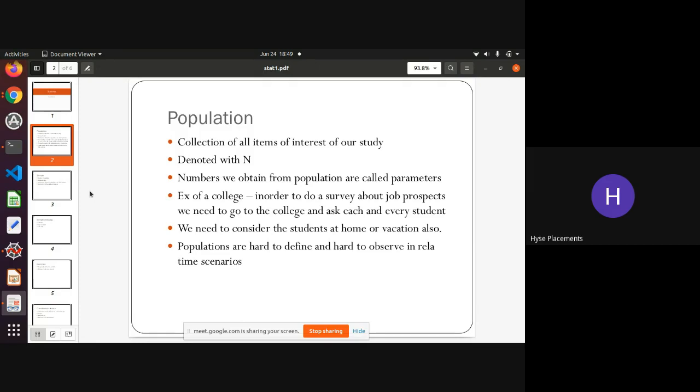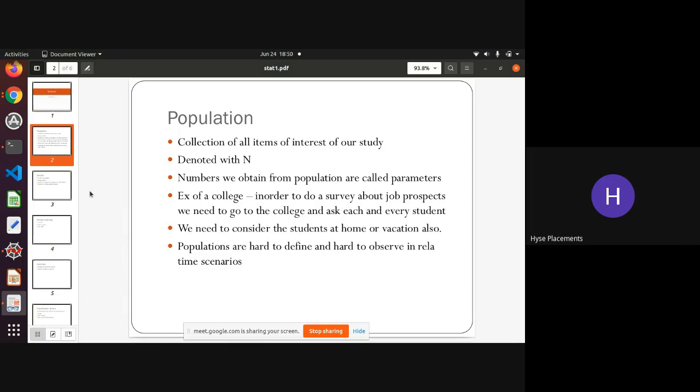Suppose we want to do some water test, to check how good the quality of the water is. You have a bottle of water, you'll take the entire bottle. That means you're considering the entire thing. That is called the population. And it is denoted with capital N. Okay, remember, it is denoted with capital N.